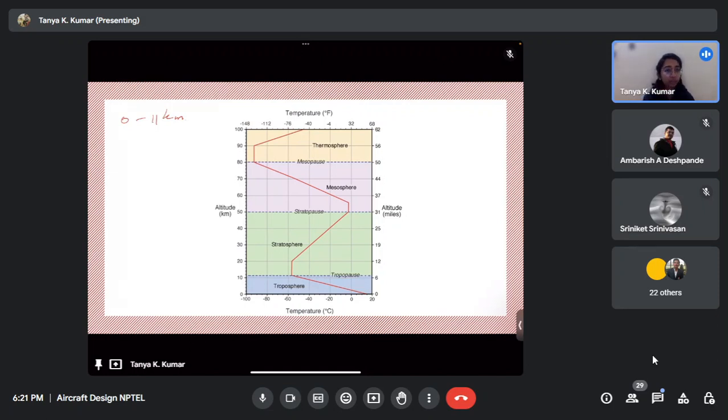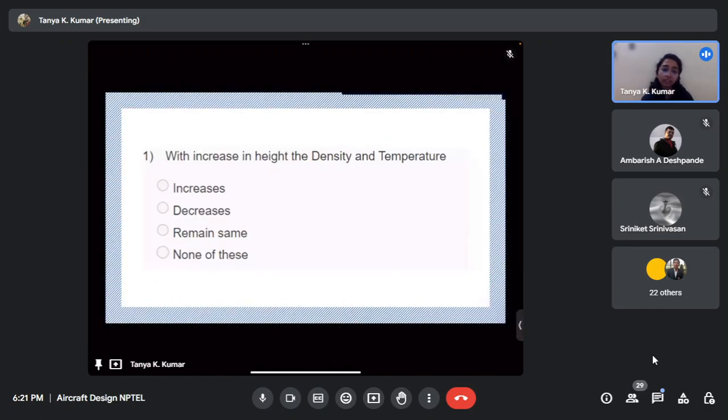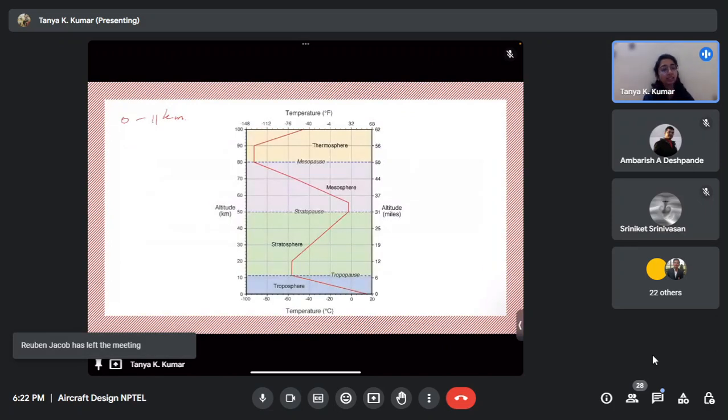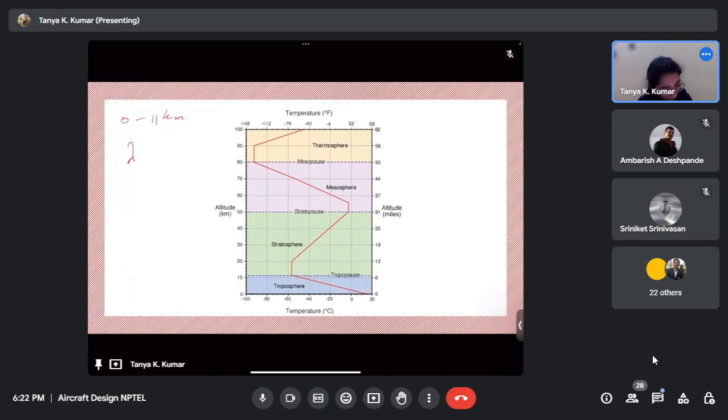Density also, as the altitude increases, the density reduces. That is given. But this is the graph for the temperature. In the tropospheric region, the graph has a negative slope. That slope, denoted by lambda, is referred to as lapse rate. So the rate of reduction of temperature in the region is referred to as lapse rate. So what about in the region from, let's say, 11 to about 20 kilometers? What would the lapse rate be?